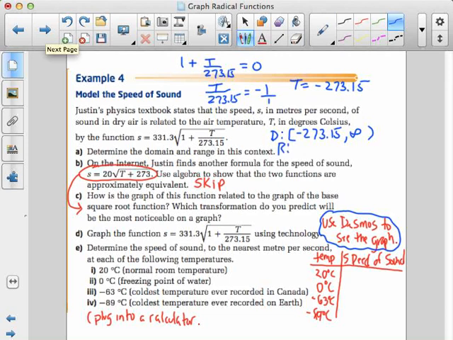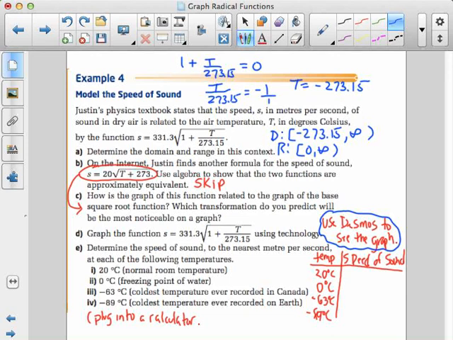All right, well, you don't have anything added to your function, so it's not going to be shifted up or down at all. So our range is still going to be 0 to infinity, although some values aren't going to make sense in context. I don't know how fast speed can go. What's the limit on speed, and what's the limit on temperature?